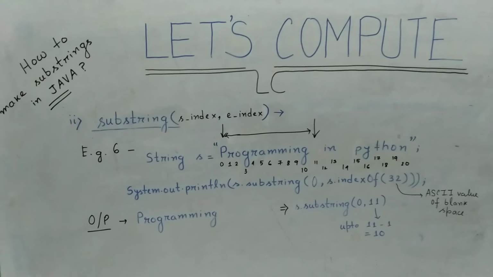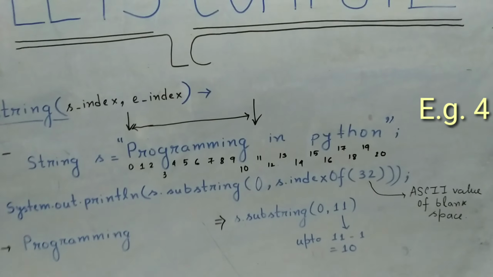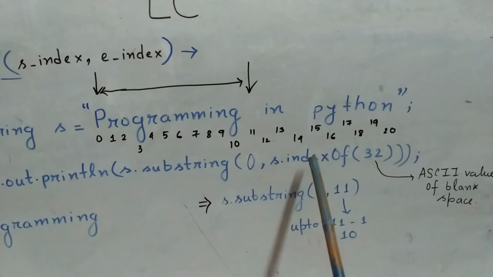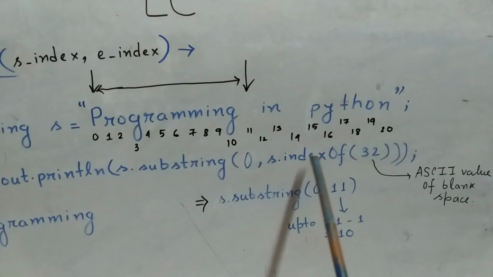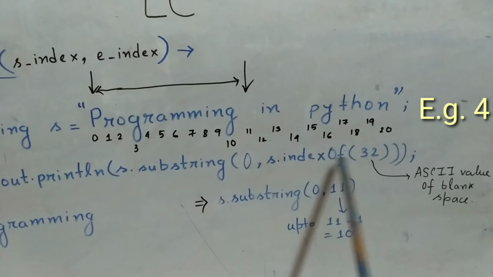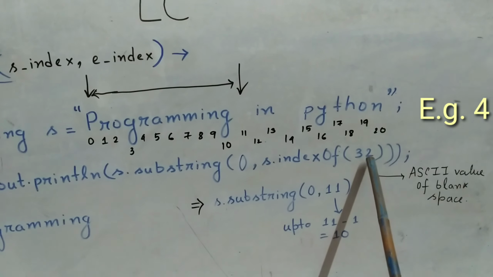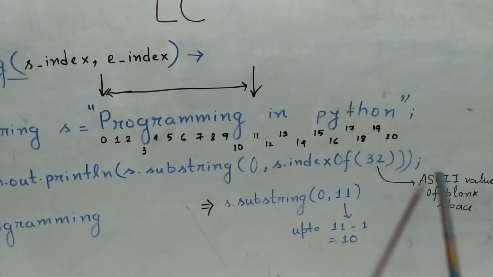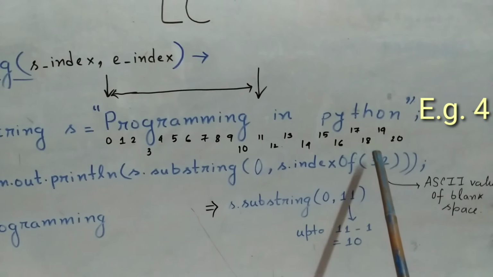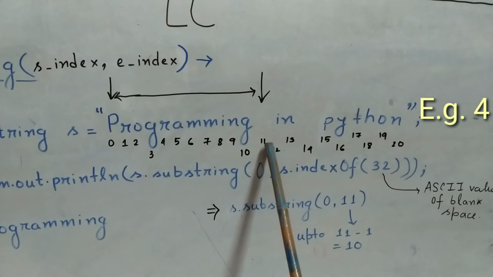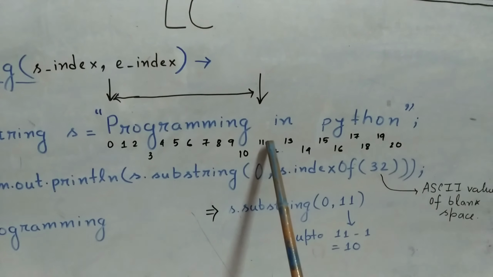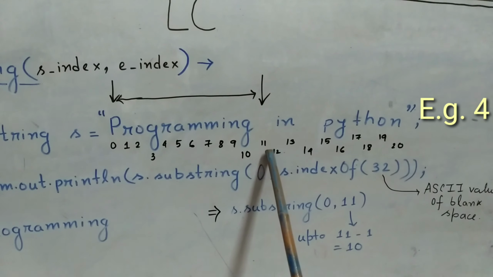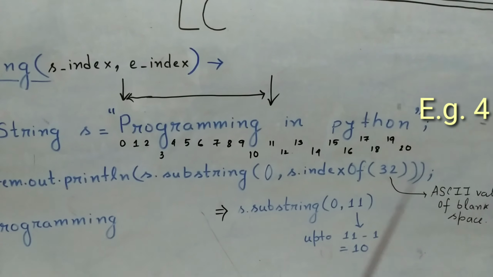Well, once again, nesting of function calls, keep calm and breathe easy. Yes, BODMAS rule reminds you that this portion would be executed first. S dot indexOf(32). Yes, 32 is the ASCII value of blank space. You know that well. So S dot indexOf(32) would return the index position 11 since blank space has occurred for the first time in the index position 11 in this very string.